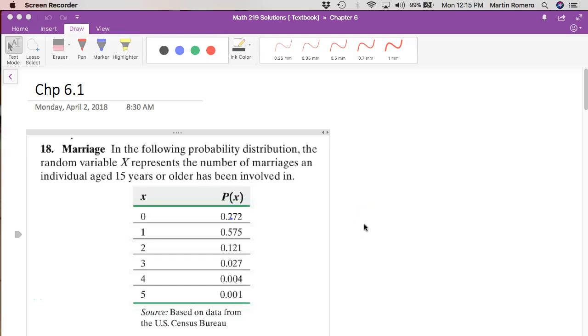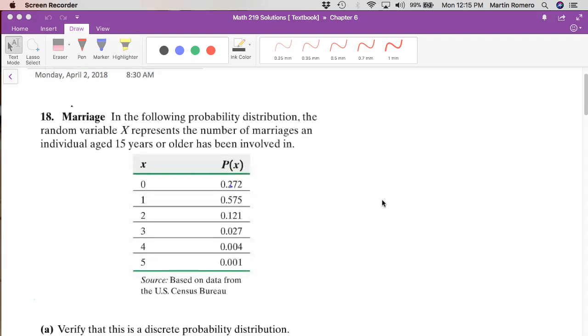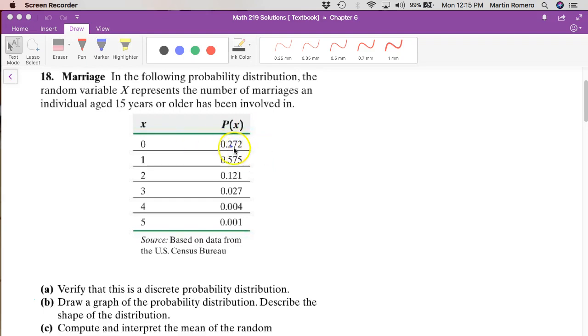We're going to get started on Chapter 6.1 Homework Solutions for Written Textbook Problems. The first question I asked you to do was problem 18. The first thing we look at here is a probability distribution. The random variable x represents the number of marriages an individual 15 years or older has been involved in, and then the probability, the percent of people who have those number of marriages, which we can interpret as a probability.